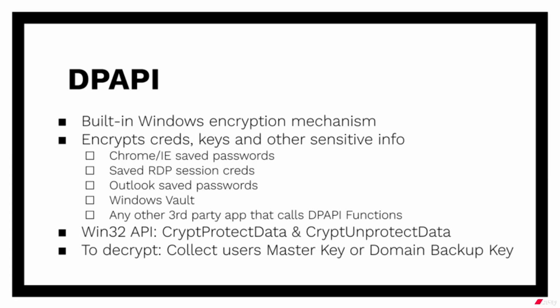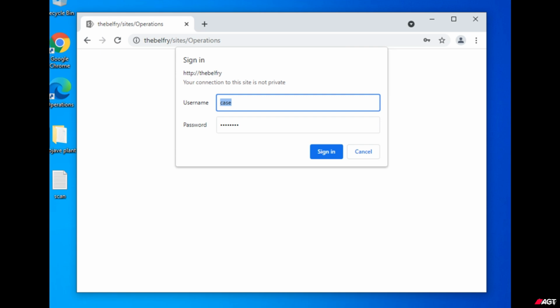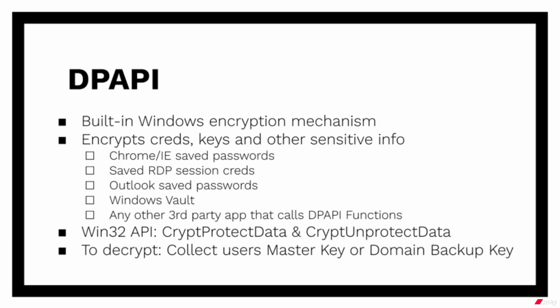Data Protection API, or DPAPI, is a built-in Windows encryption mechanism used to securely store various credentials and keys. Common ones are saved website credentials in Chrome, saved RDP session credentials, Wi-Fi keys, and other third-party credentials. Collecting these stored creds may lead the attacker to gain access to other services or targets through accessing them directly or through password reuse. Even if you have domain admin, exploiting DPAPI may be useful for further pivoting opportunities.